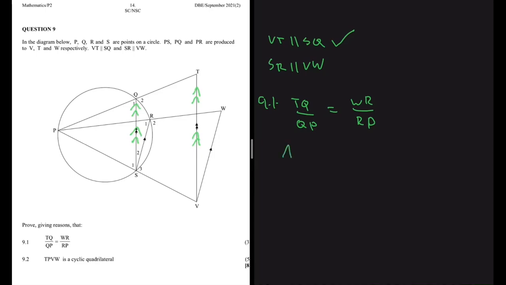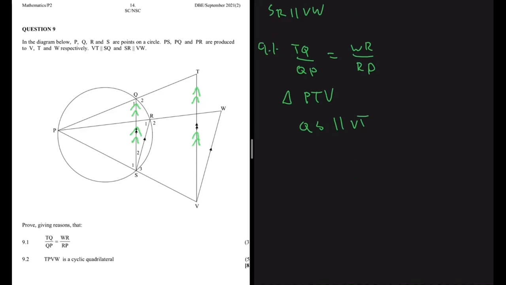In triangle PTV, if QS is parallel to VT, then the two sides will be divided proportionally. What are we saying? We're saying that TQ divided by QP will be equal to VS divided by SP. We can only say that if we have two lines that are parallel on the triangle, right? They will divide the two sides proportionally. So that's all we have deduced for now.